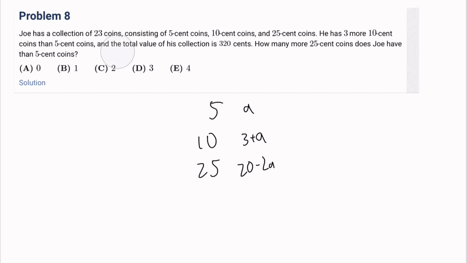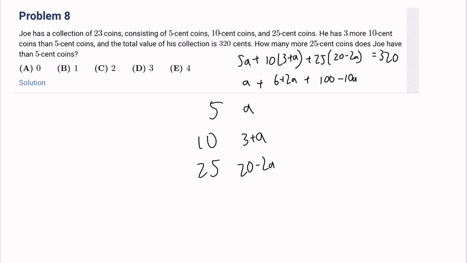And the total value is 320 cents, right? So the total value is 320 cents. So 5A plus 10 times (3 plus A) plus 25 times (20 minus 2A) equals 320. So A plus 2 times (3 plus A), which is 6 plus 2A, plus 5 times (20 minus 2A), which is 100 minus 10A, right? This equals 320 divided by 5, which is 64, right?